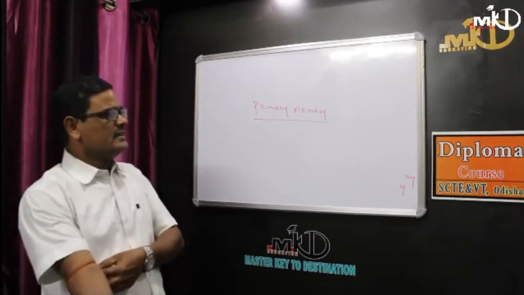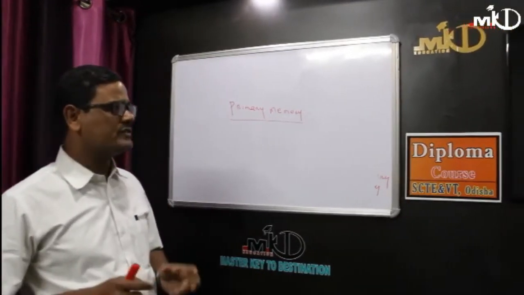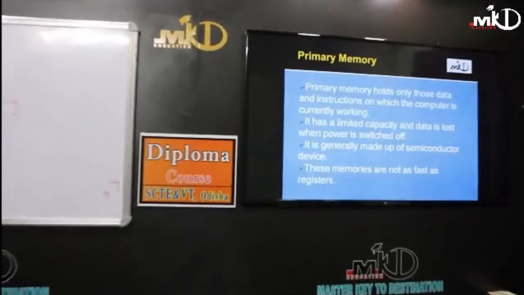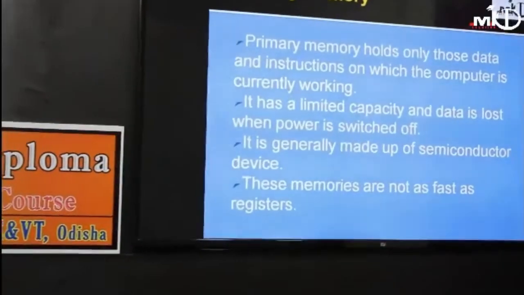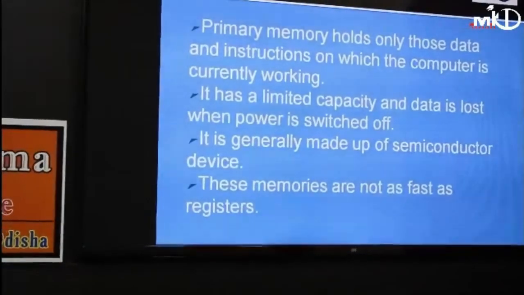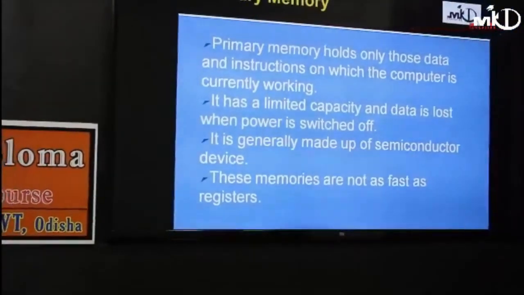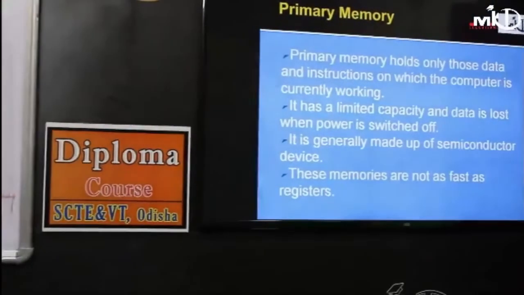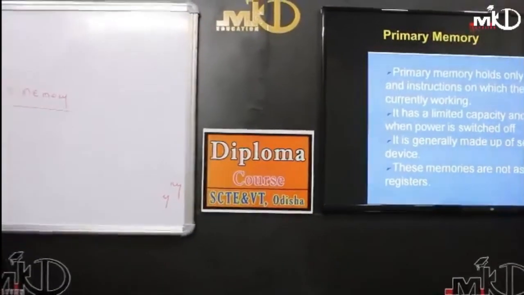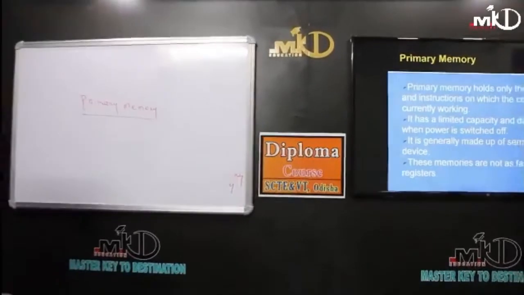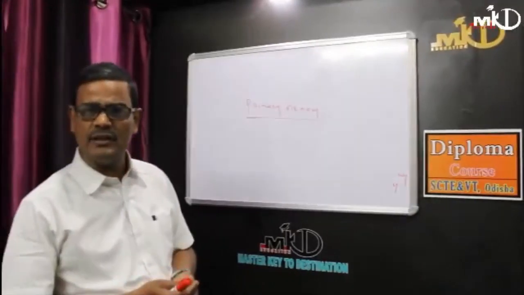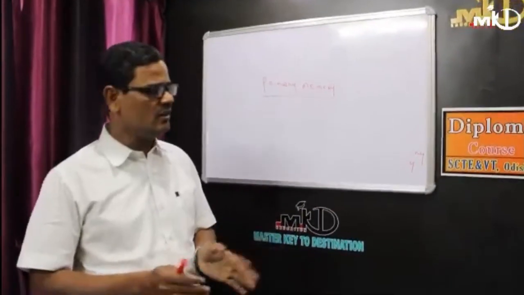Primary memory holds only those data and instructions which the computer is currently working on. So the data and instructions used by the CPU are normally available in the primary memory, but it has limited capacity. Data is lost when power is switched off because it is a totally volatile memory. It is generally made of semiconductor devices. This memory is normally faster than the secondary memory, but slightly slower than the register.